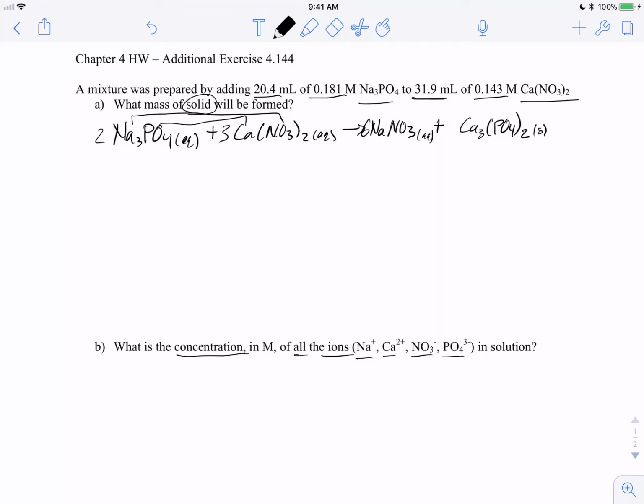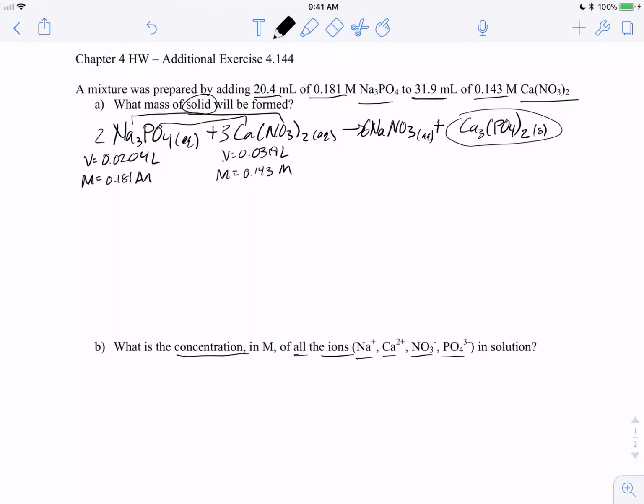Now once we've done this, we're going to predict what mass of our calcium phosphate we're going to get. That's our solid precipitate that's formed here. In order for us to do this, we're going to have to identify a limiting reactant. Now why would we say that? Well, we would say that because we have 20.4 milliliters. So our volume would be 0.0204. I'm going to convert all of our volumes to liters because we're going to use molarity. And the concentration would be 0.181 molarity for our first solution. Our second solution, we have a volume of 0.0319, 31.9 milliliters, which would be 0.0319 liters, and a molarity of 0.143 molarity.